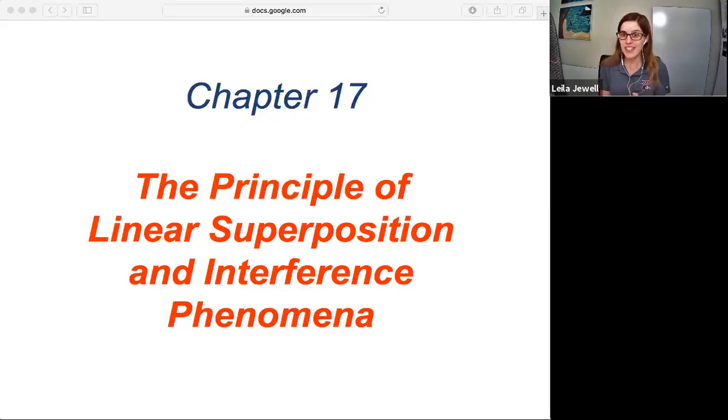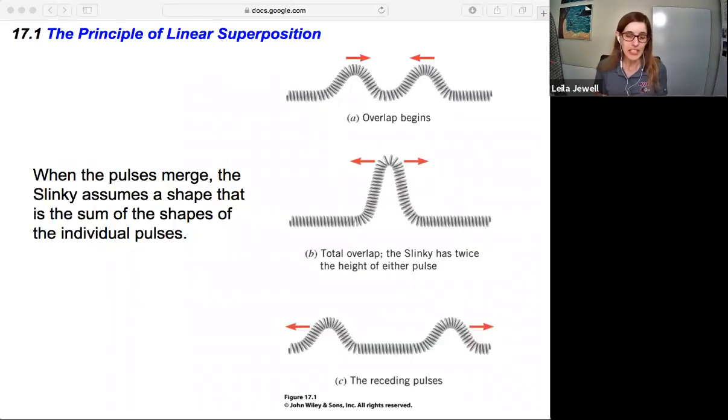Chapter 17, the Principle of Linear Superposition and Interference Phenomena. So now that we've learned about waves and sound waves in chapter 16, we're going to see what happens when we have two or more waves that meet each other. It turns out there's some really cool things. So our very first section is this Principle of Linear Superposition, 17.1.